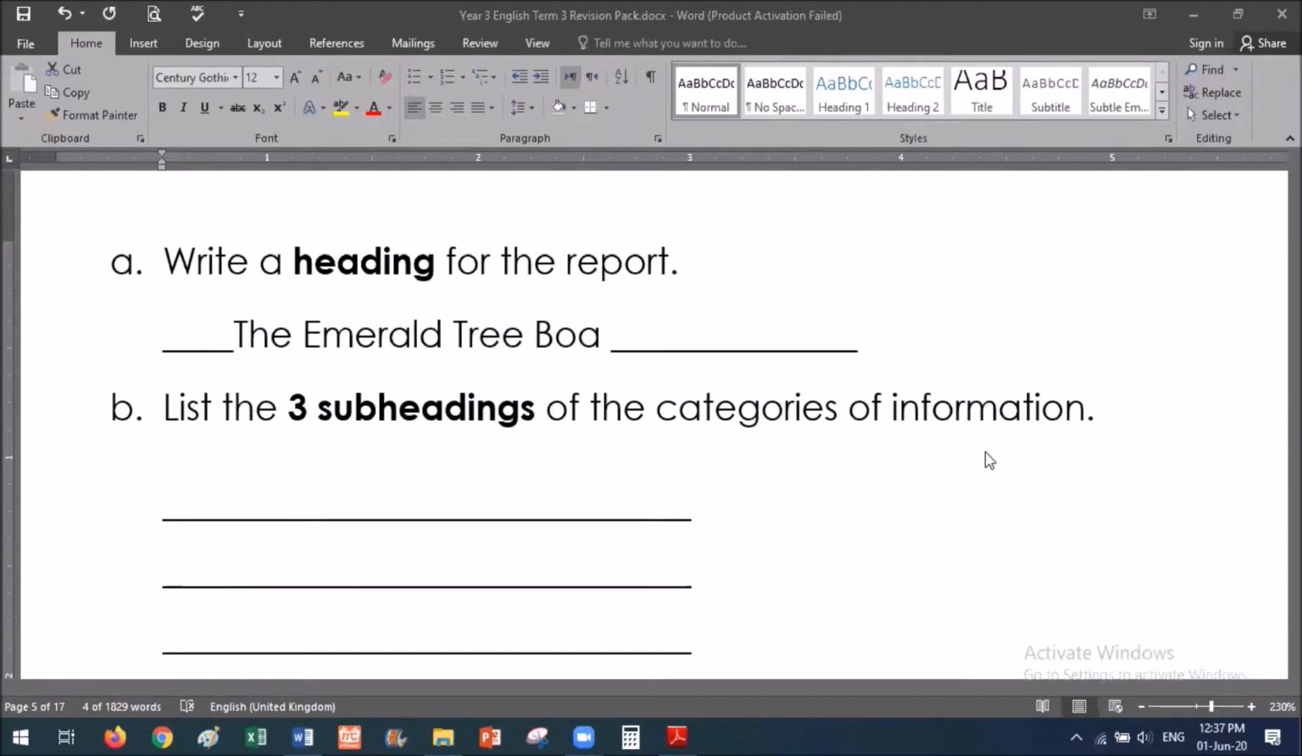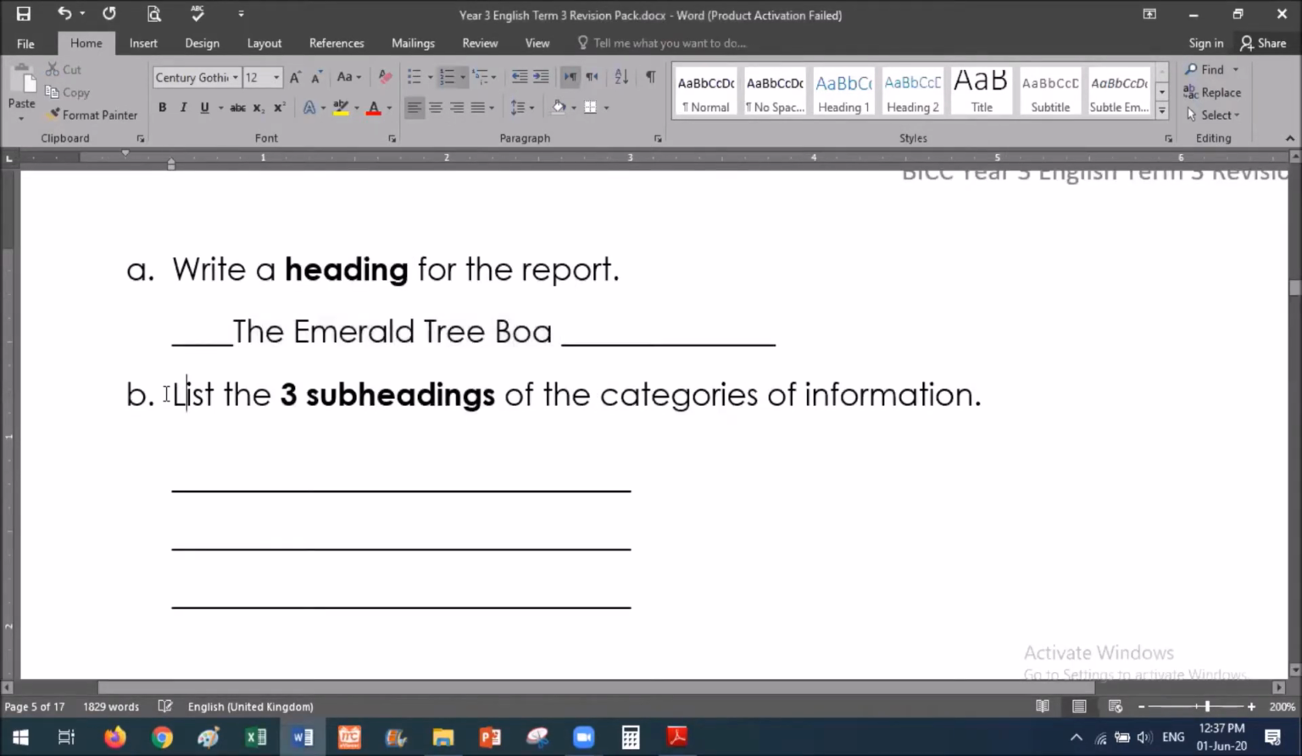Takwa, hello? Hello, Takwa. So list 3. Can you read this for me, please? B. List the 3 subheadings of categories of information.